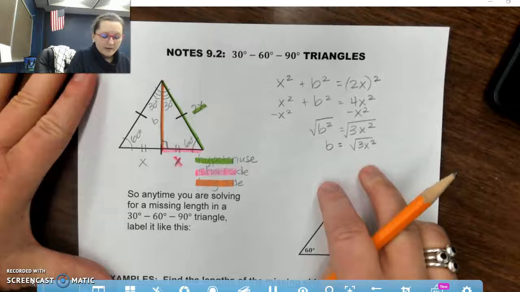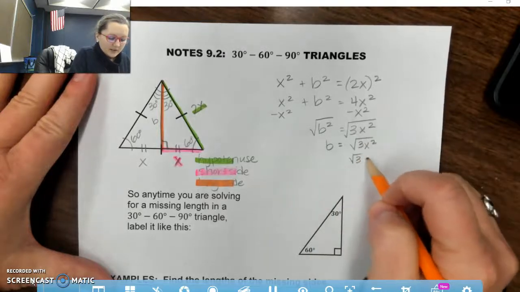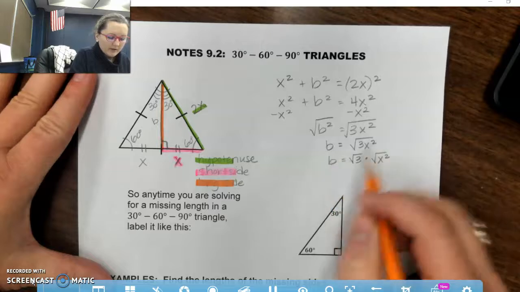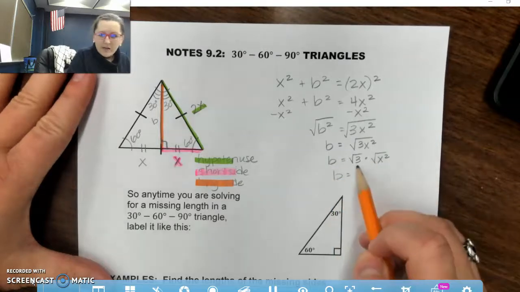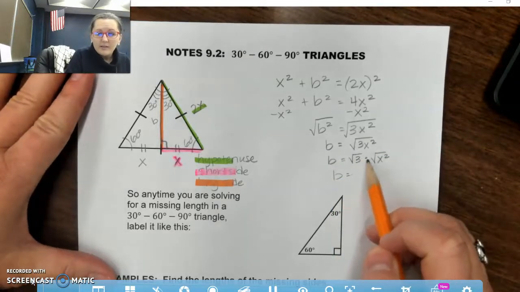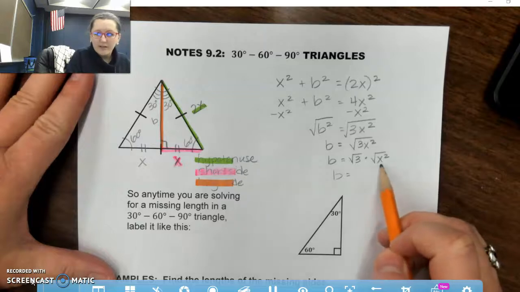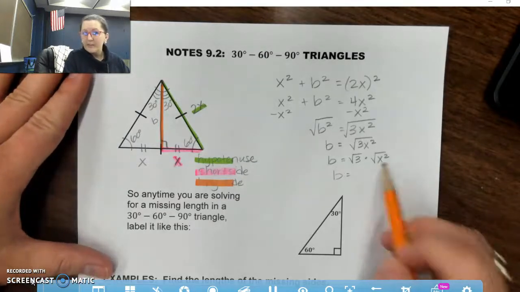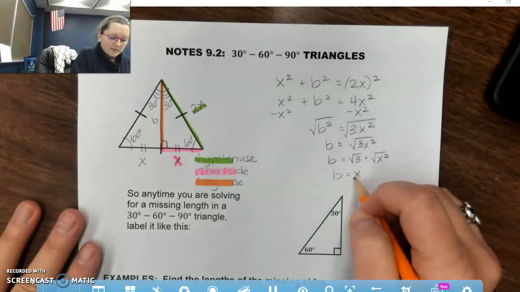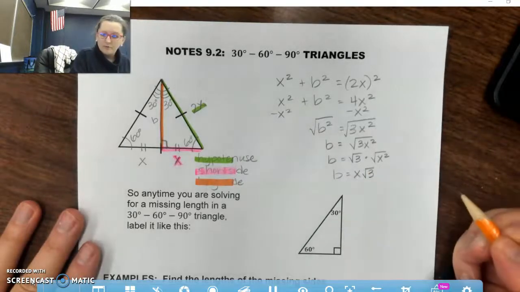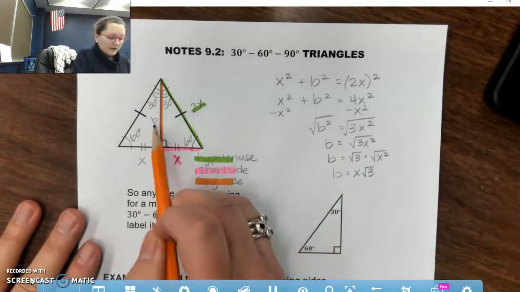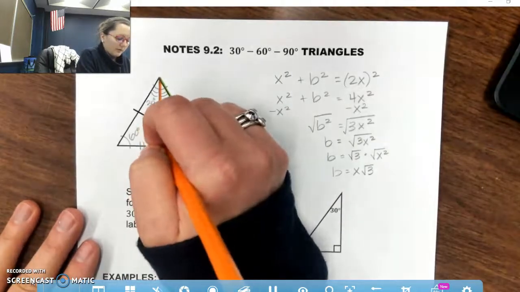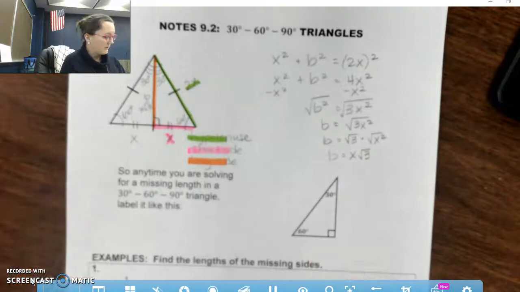Now let's simplify. This is the same as saying square root of 3 times square root of x squared, right? There's not a square root of 3, so it's completely simplified, but I can simplify that because what happens when you square something that's being square rooted? It pops out, right? So we're going to call this x times the square root of 3. So my long side here is x times the square root of 3. I'm going to put it right here, but we're also going to do some colors here.